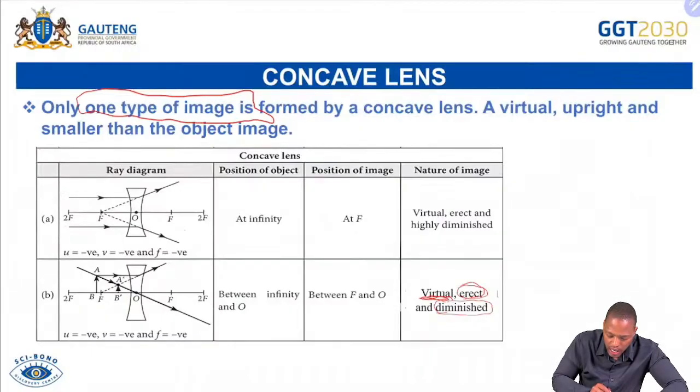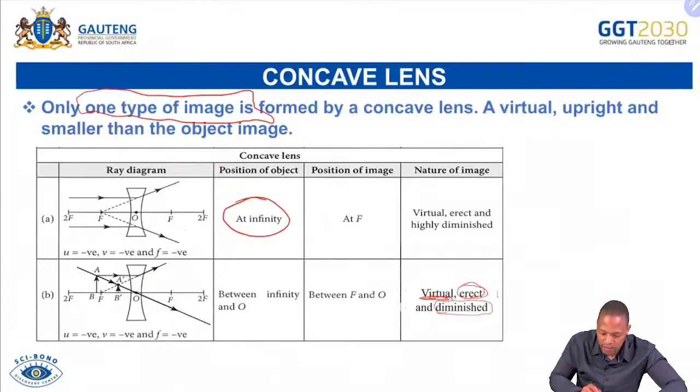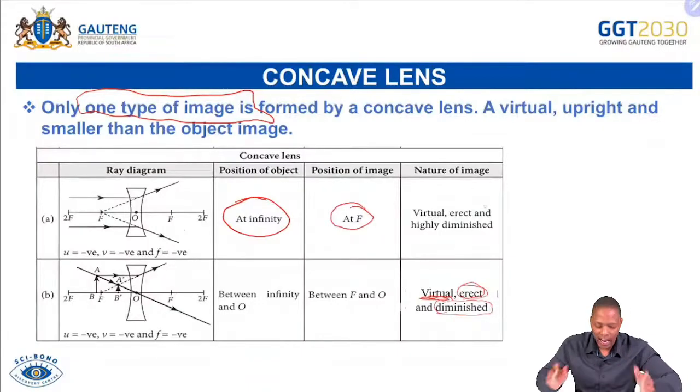This part here is simply just theoretical, to say if the object was at infinity, then the position of the image will be exactly at F, and it will be virtual, erect, and highly diminished. So small that it will be difficult to see. That's just a theoretical matter.